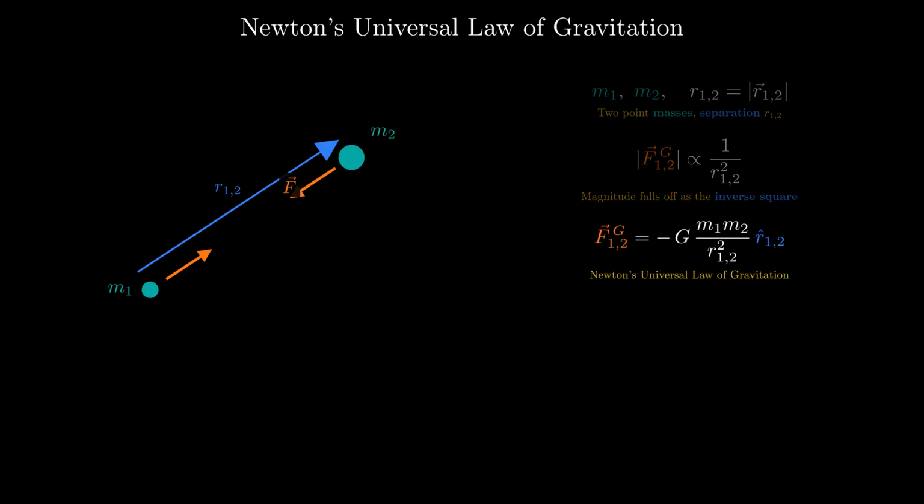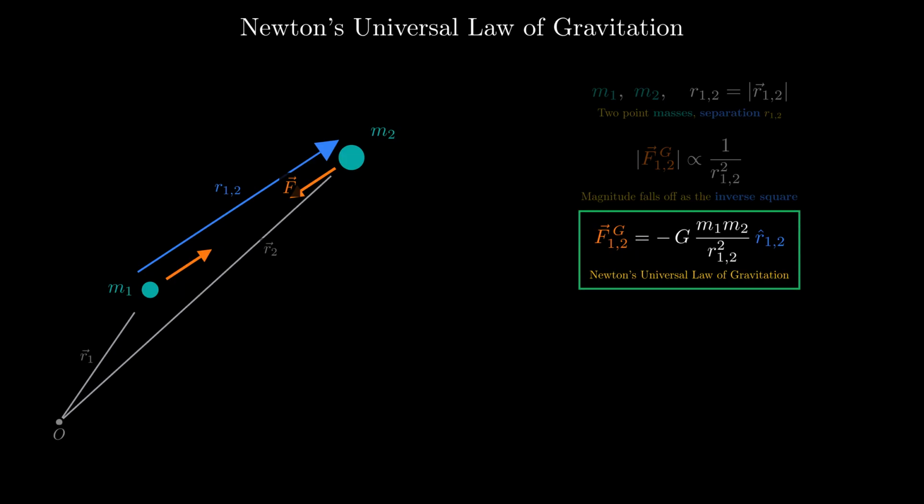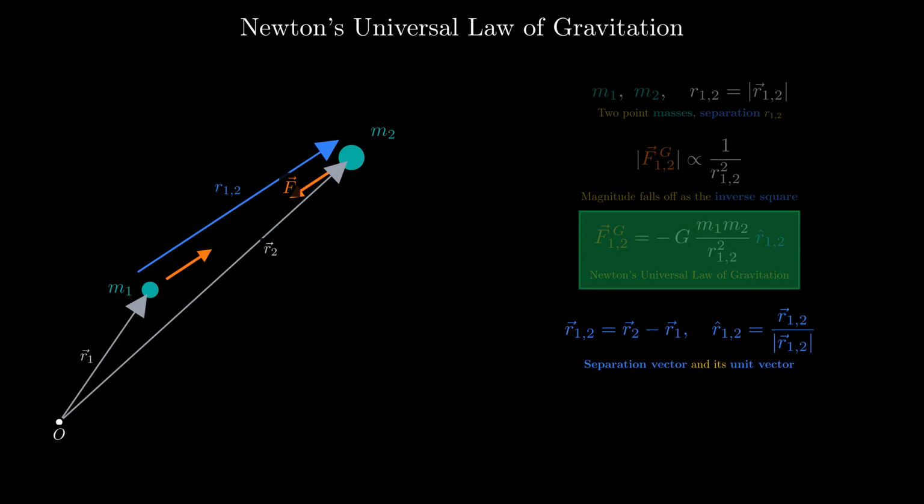Written as a vector, the force on object 2 is minus G m1 m2 over r squared times the unit vector pointing from object 1 to object 2. That unit vector sets the direction along the line. The minus sign flips it around, so the force points back toward object 1, attraction. G is the gravitational constant, 6.67 times 10 to the negative 11th in newton meters squared per kilogram squared. It is the same for every pair of masses in the universe.